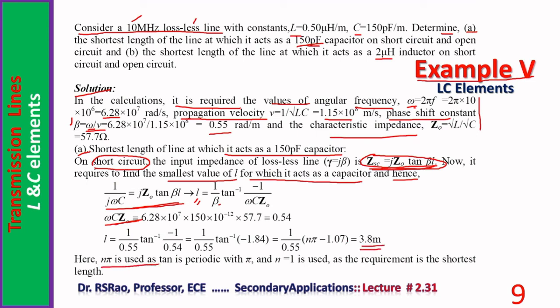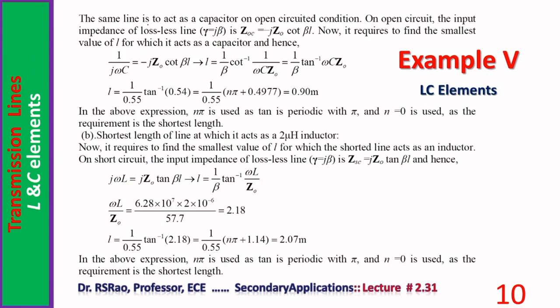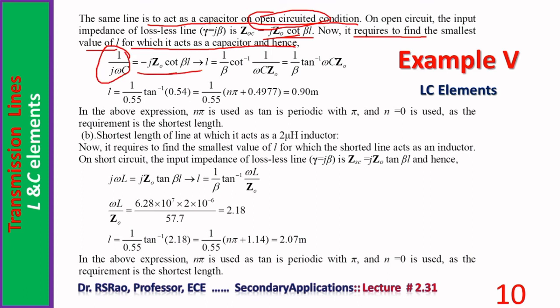Here n pi is used as tan is periodic with pi, and n equal to 1 is used as the requirement is the shortest length. The same line is to act as a capacitor on open circuited condition. Earlier we considered short circuited, now we consider open circuit. On open circuit the input impedance of the lossless line is this one. This is the formula. Now we need to find the smallest value of L for which it acts as a capacitor, and hence 1 by j omega C is equal to this value. This is the impedance of the capacitor, whereas this is the impedance of the line. The impedance of the line should be equal to the impedance of the capacitor. So L can be solved.